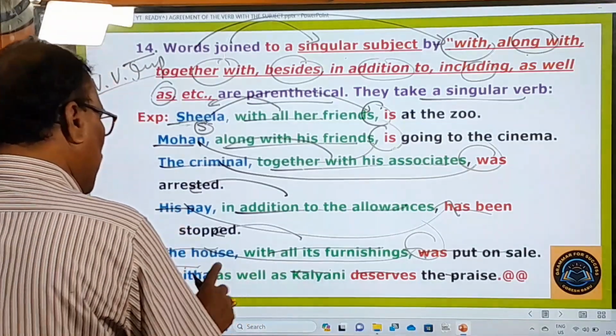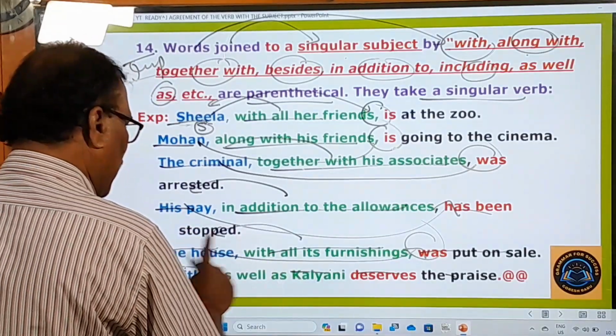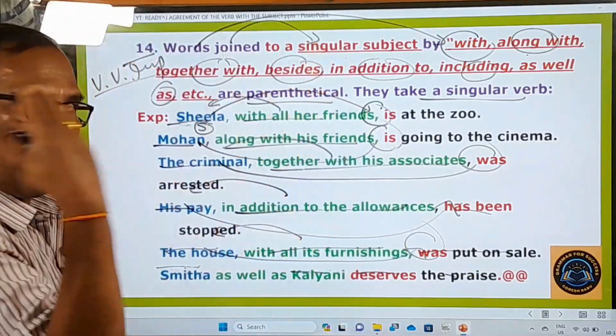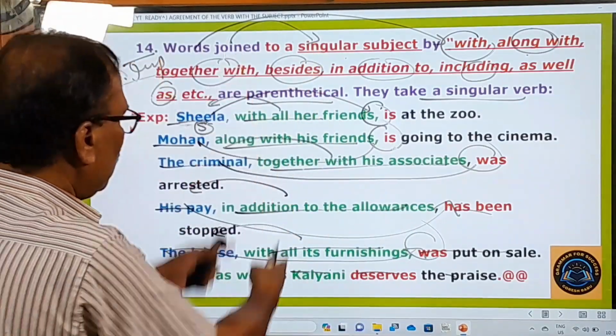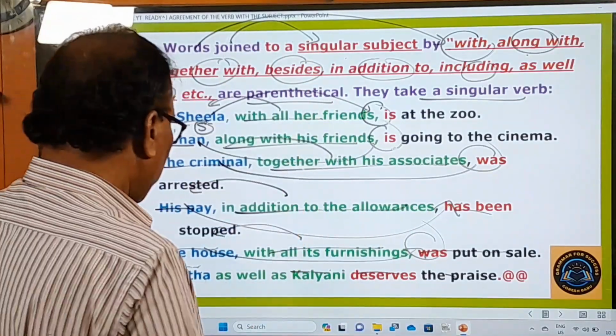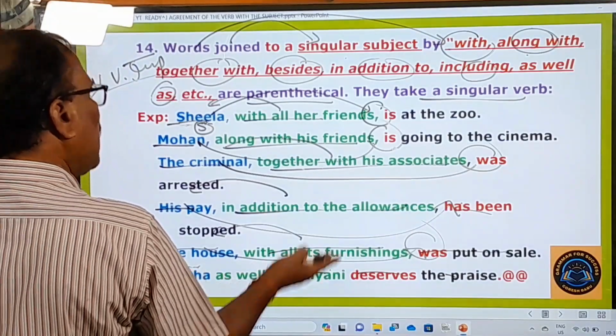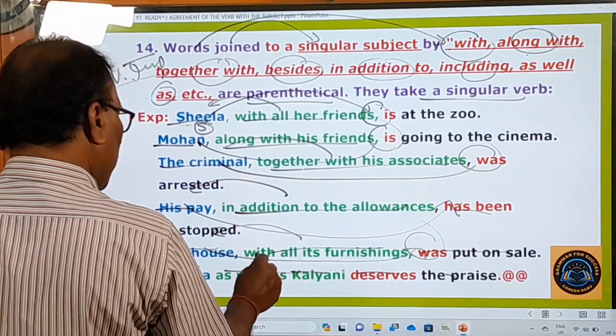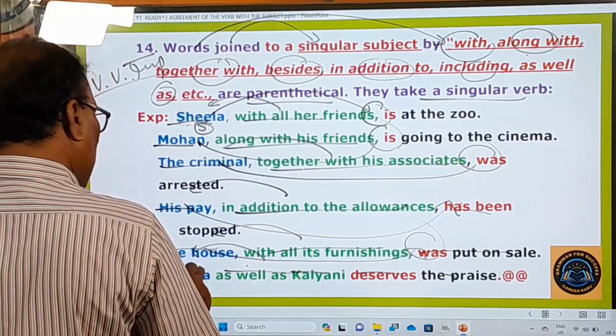When you look at this sentence, you think Smita is one person, Kalyani is one person. Therefore, the verb must be plural. You always think like that. These are all the confusions lying here. That's why, Smita as well as Kalyani, this information is additional, and this is getting attached to this Smita.